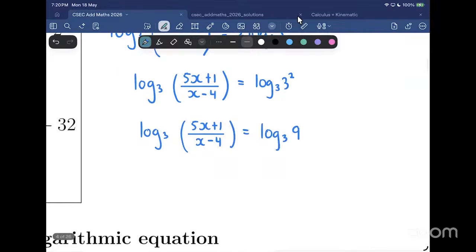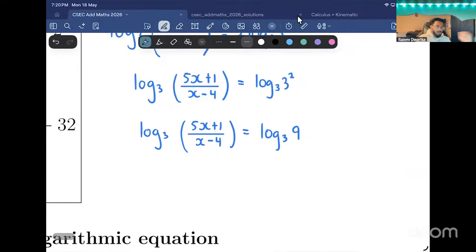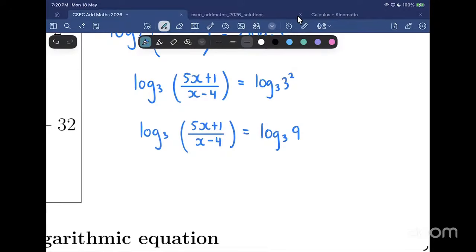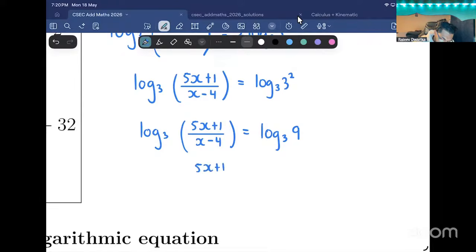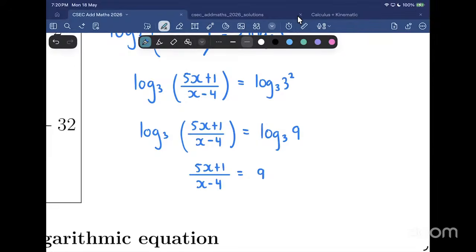Right, so I have the same log base on the other side, so what could I do now? Reduce it to one equation. I could drop the logs to end up with a really simple algebraic equation to solve. So that'll be 5x plus 1 all over x minus 4 equal to 9.